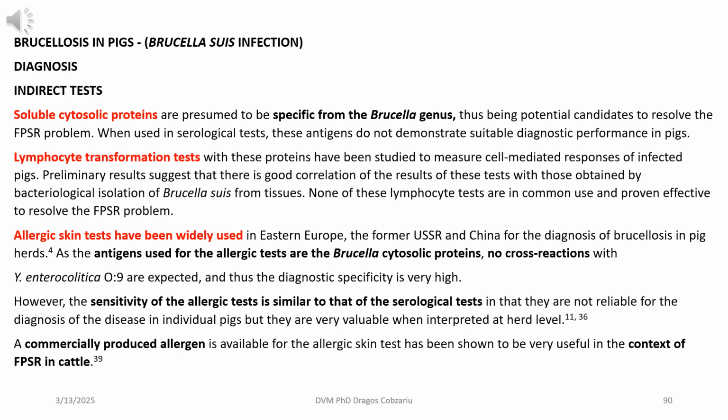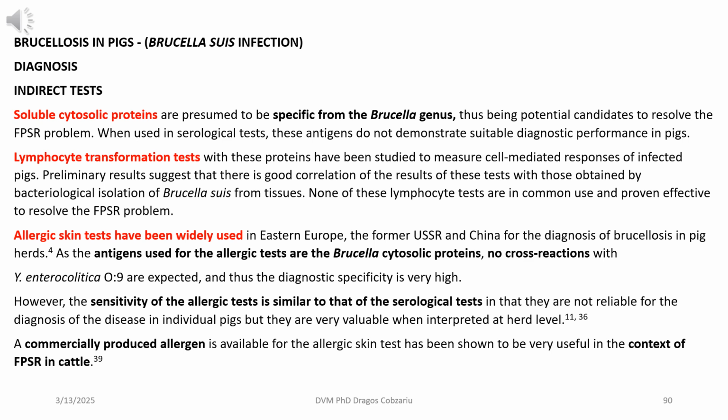Indirect tests. Soluble cytosolic proteins are presumed to be specific from the Brucella genus, thus being potential candidates to resolve the FPSR problem. When used in serological tests, these antigens do not demonstrate suitable diagnostic performance in pigs. Lymphocyte transformation tests with these proteins have been studied to measure cell-mediated responses of infected pigs. Preliminary results suggest that there is good correlation of the results of these tests with those obtained by bacteriological isolation of Brucellosis from tissues. None of these lymphocyte tests are in common use and proven effective to resolve the FPSR problem.